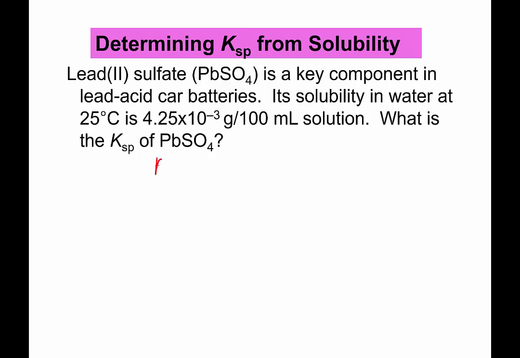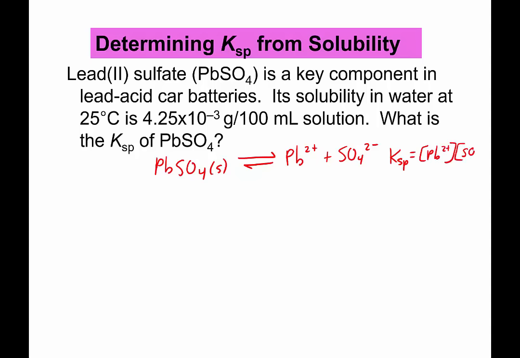So we have PbSO4 dissociating to form Pb2 plus and SO4 2 minus. Our KSP expression is just equal to the concentration of Pb2 plus, and remember this is in molarity, our standard state for the Kc expression, times our sulfate concentration, and they're both raised to the first power because the coefficient in front is 1.